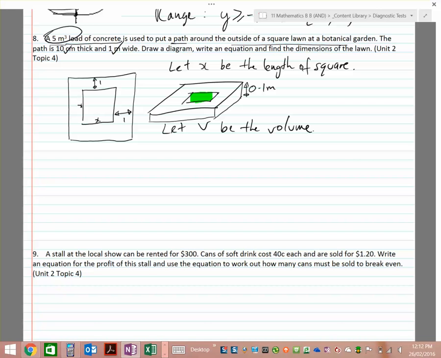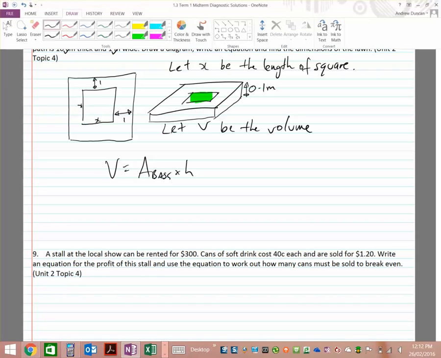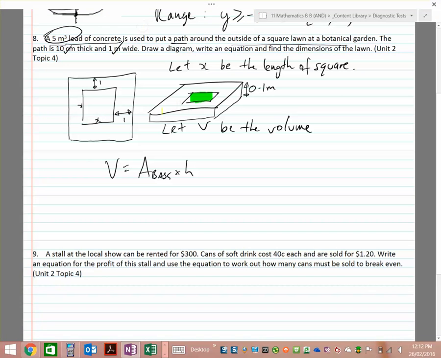Okay, general rule for volume is area of the base times height. In our situation here, the base is actually this yellow part. That's the area that we're trying to find, because that green part doesn't exist in concrete, we just imagine it's like a hole. So to find volume, I need to find the area of this yellow section, and then multiply that by the height of the prism.